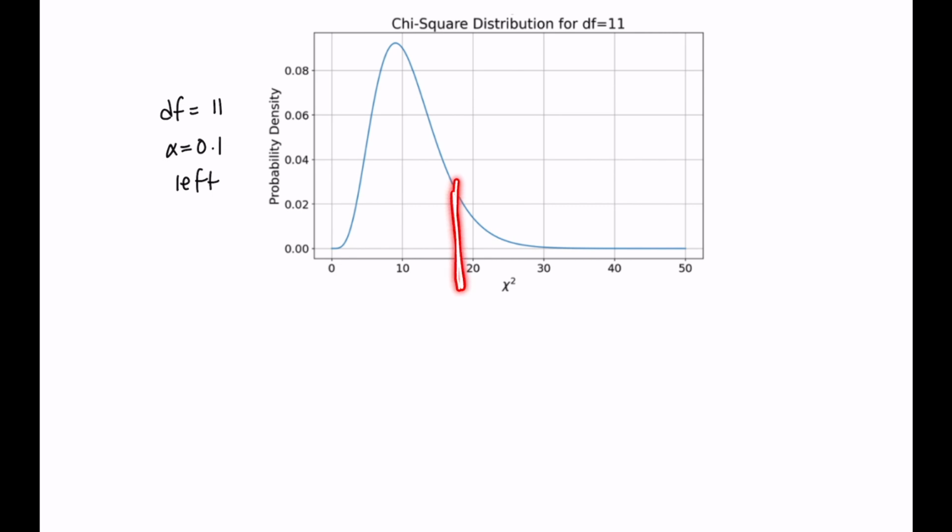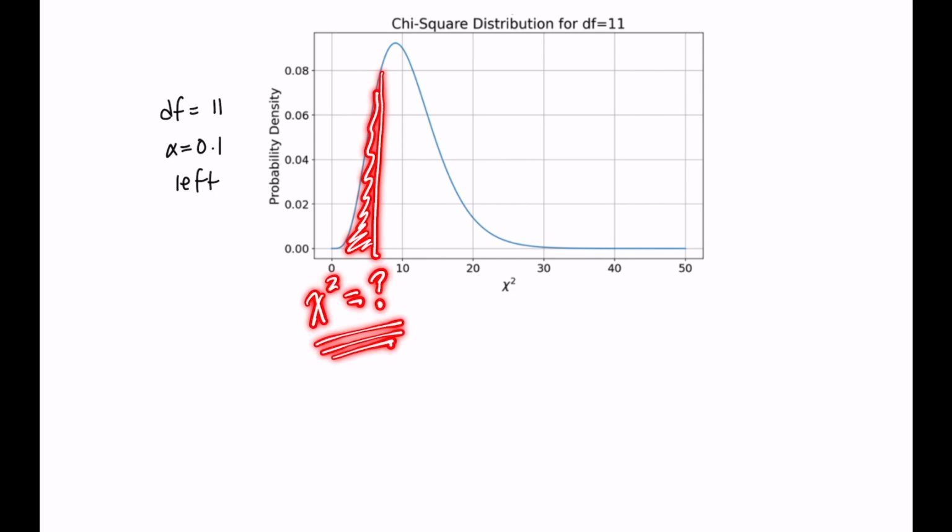So if we find it here, we want this area on the left to be 0.01. So actually it's probably going to be more to here. So this is what we're going to be looking for. What chi-squared value is that? So to estimate this, let's use a table.